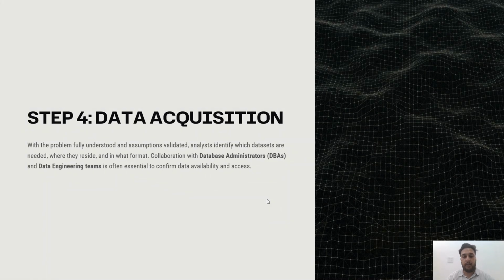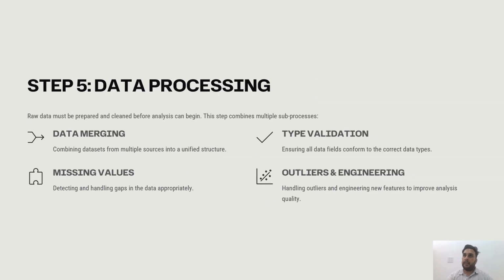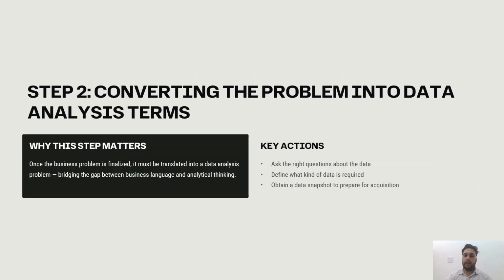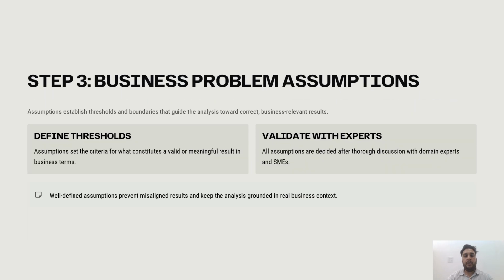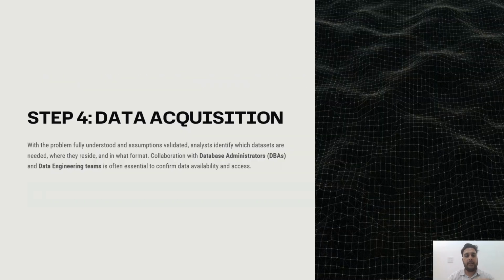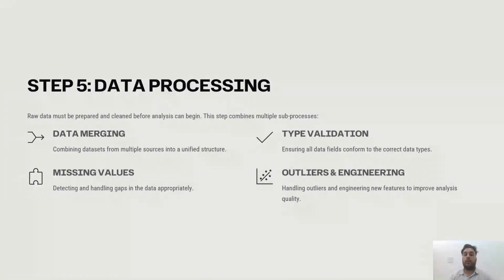Okay, so we understand the business problem, we convert it into data analysis terms, then we set our assumptions based upon the data, and from where we need to get the data, where it is present, the data acquisition will help us. Now we got the data. So what we need to do, as mentioned already, the data that we got might be from multiple sources. We need to merge it.